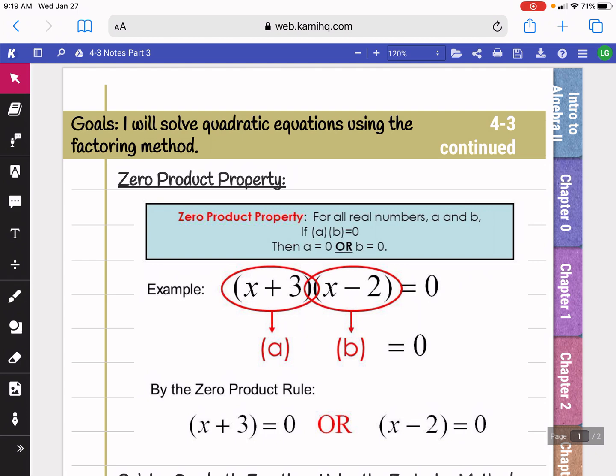So what this tells us is if you have two factors and their product equals 0, you can take each individual factor and set it equal to 0 to solve, because either the first factor has to equal 0 or the second or both for that equation to be true.